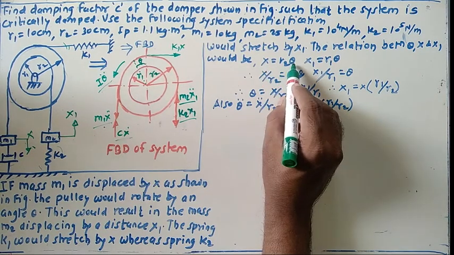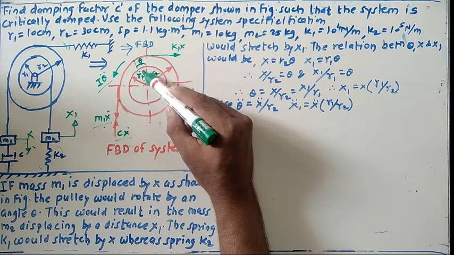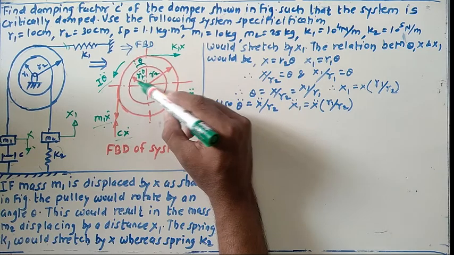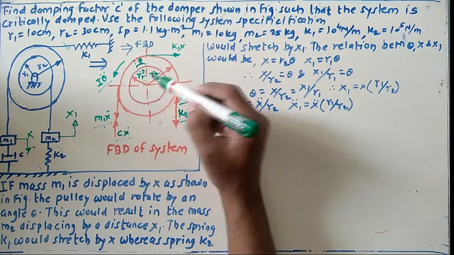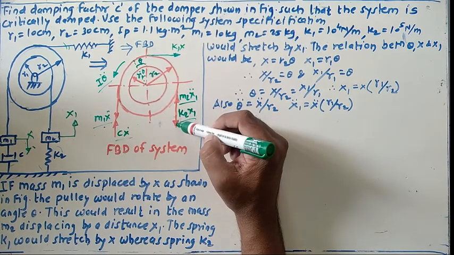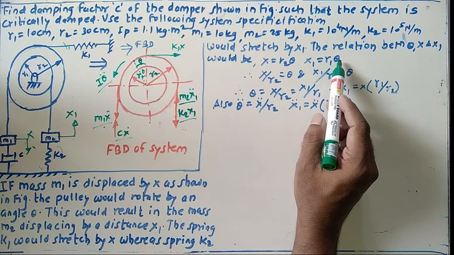With respect to the inner step, the same angular displacement theta occurs here. This is the radius with us, r1. And the linear displacement for the inner step, we assume here as x1. So with respect to this, we can get x1 equals r1 into theta.